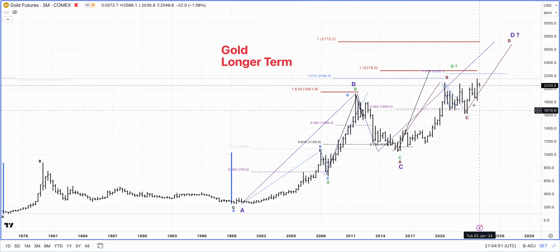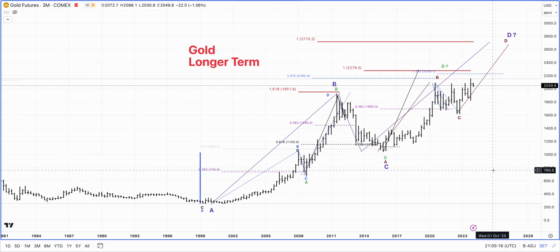Again, in our analysis, these point C's need to remain valid. If this point C is broken, then this analysis gets invalidated. The bigger ABCD is still there, but it means that the market is doing something different, and this brown one, the smaller one, will not be valid because the point C is broken. So we'll have to reevaluate that.